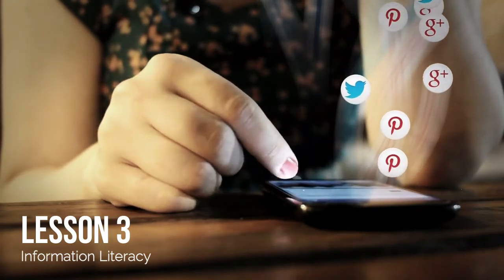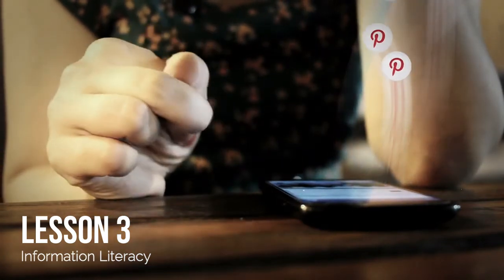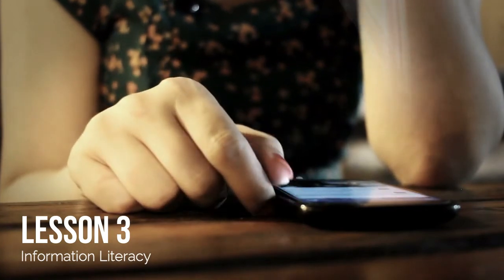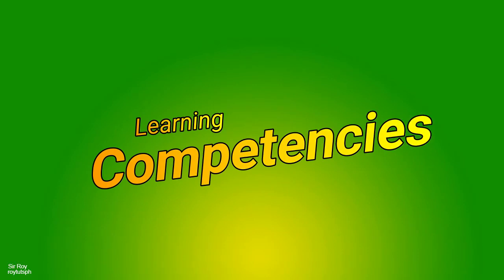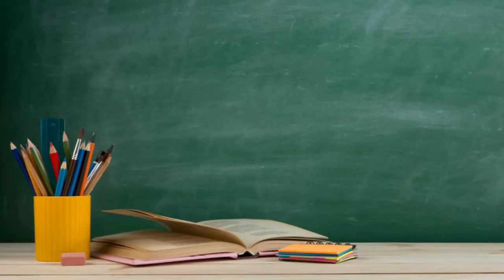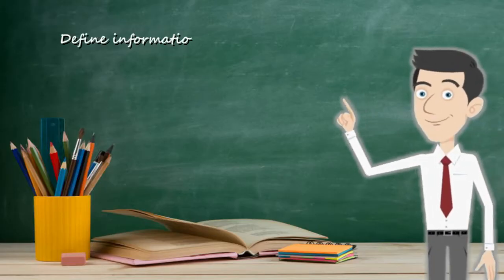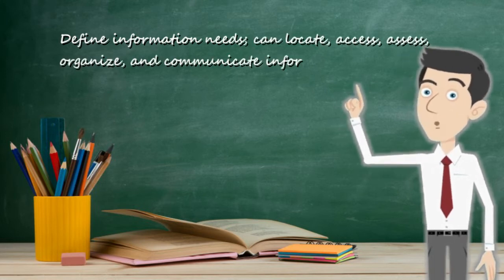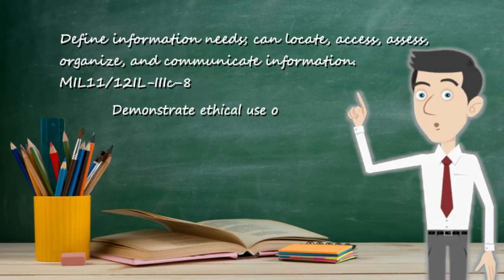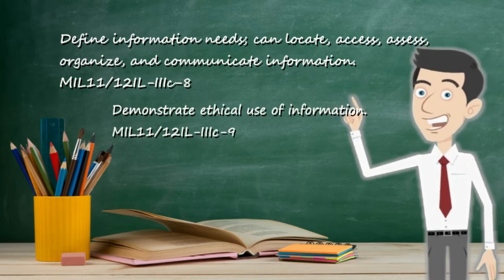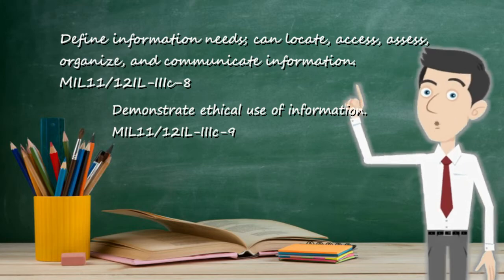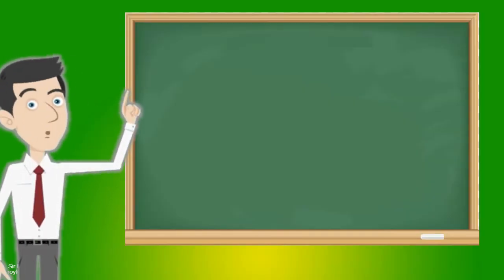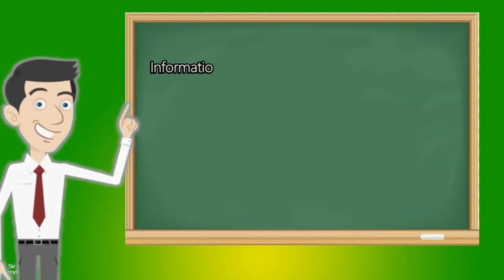In lesson 1, we already discussed the definition of information literacy. Learning competencies: Define information needs and locate, access, assess, organize, and communicate information. Demonstrate ethical use of information. Okay, now let's discuss information.